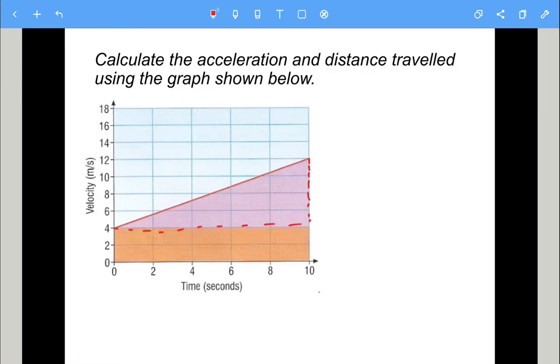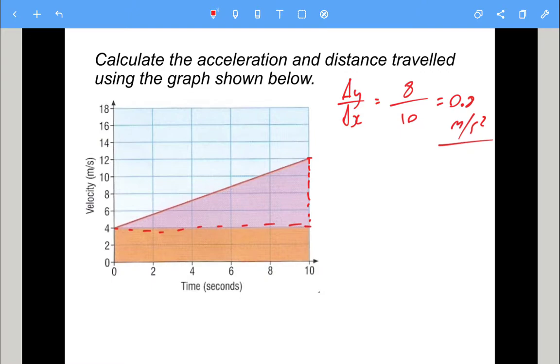Now, a lot of students struggle with this one because they just use the wrong numbers. So the change in y divided by the change in x. So the change in y is between 4 and 12, which is 8 meters per second, divided by the change in time between 0 and 10. So 8 divided by 10 is 0.8 meters per second squared.